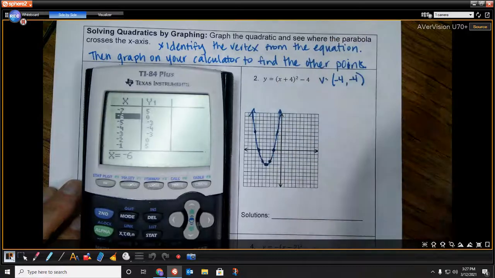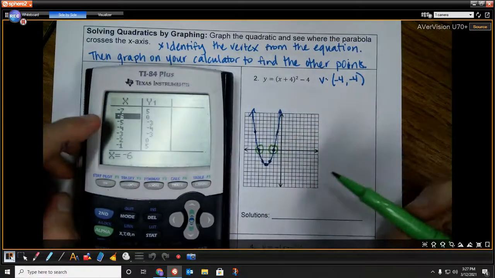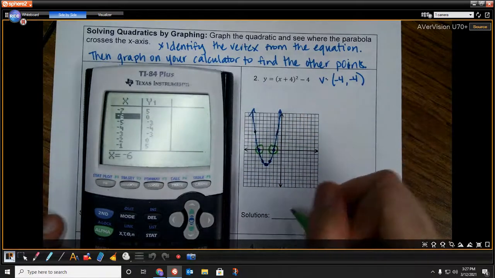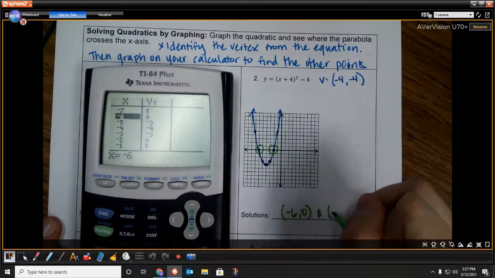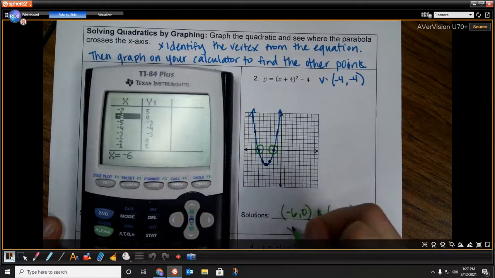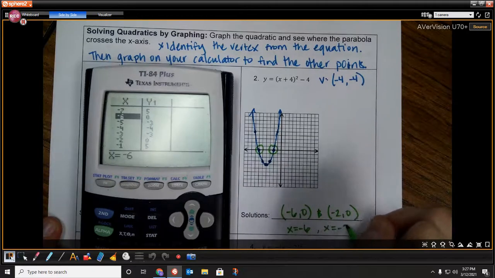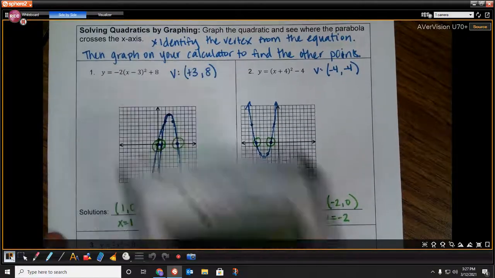Okay, and we can see that our x-intercepts, we can also see them on our table here, -6, 0, and -2, 0. So that's -6, 0, and -2, 0, or we can say x is equal to -6, and x is equal to -2. All right, so that is how we find our graph here, okay?